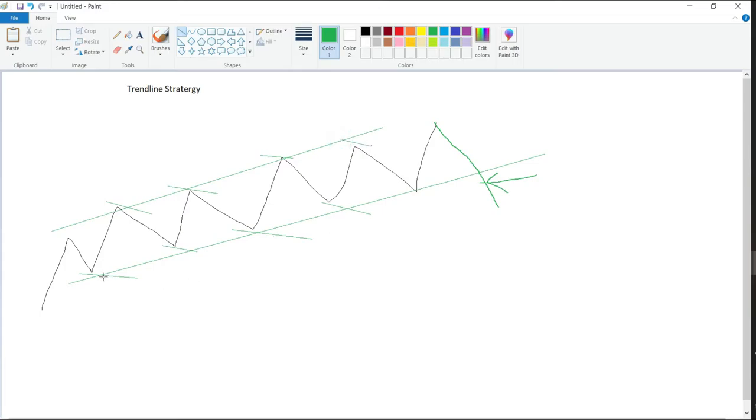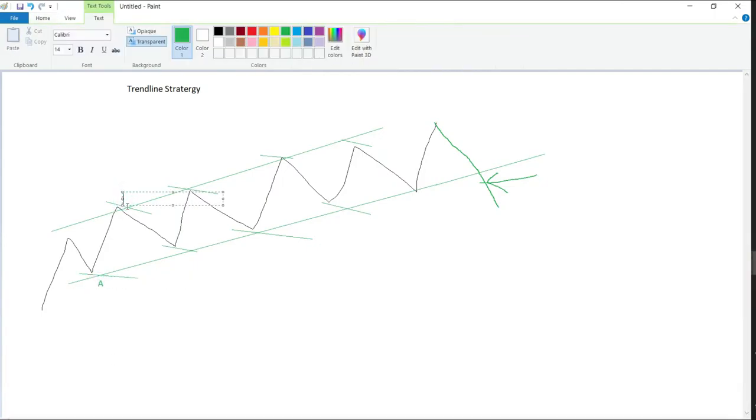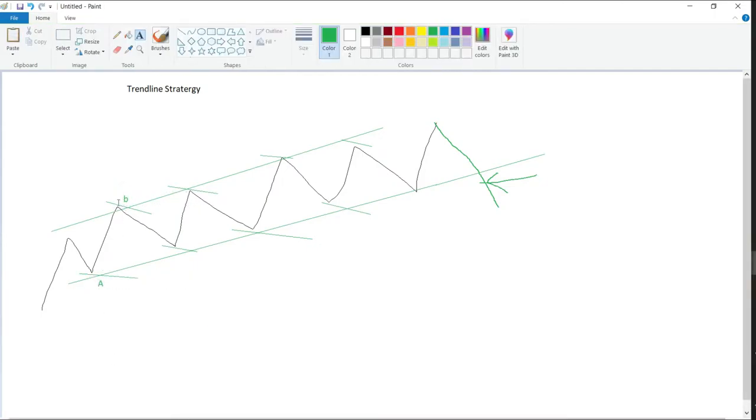Whenever the stock moves from position A to B, it always finds rejection at this level. The rejection is at this level, and every time at the lows, it finds support at the trend line. So you wait for the opportunity where it breaks the trend line, and then you take a trade. So this is on the sell side.